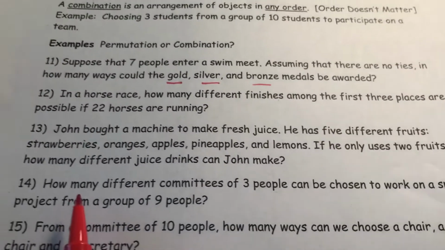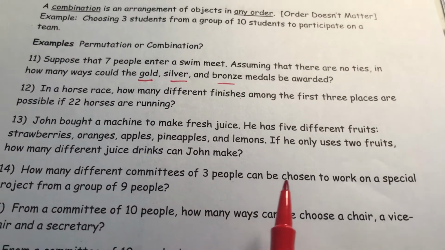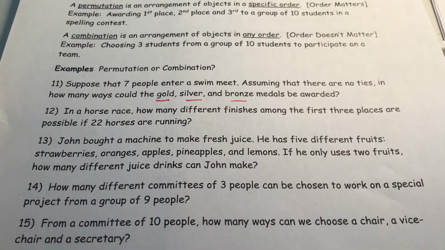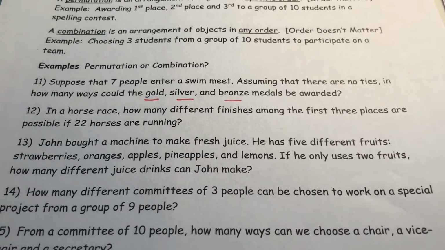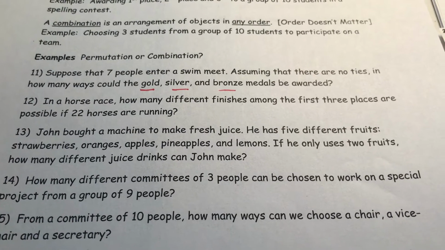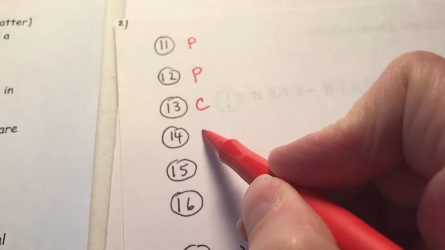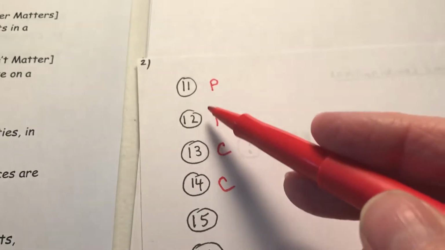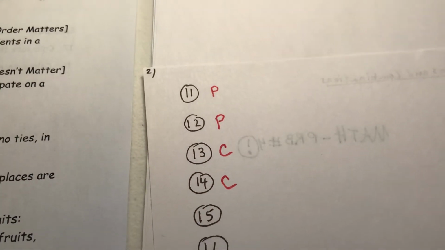14. How many different committees of 3 people can be chosen to work on a special project from a group of 9? So that's any 3. So is that permutation, combination? Does order matter? Order does not matter. So this is a combination. So when you're looking for a permutation, you're looking for a ranking.